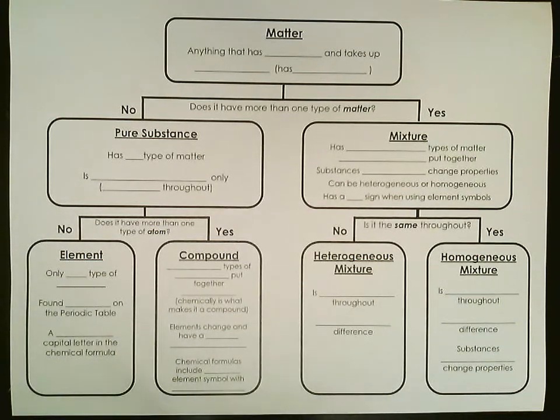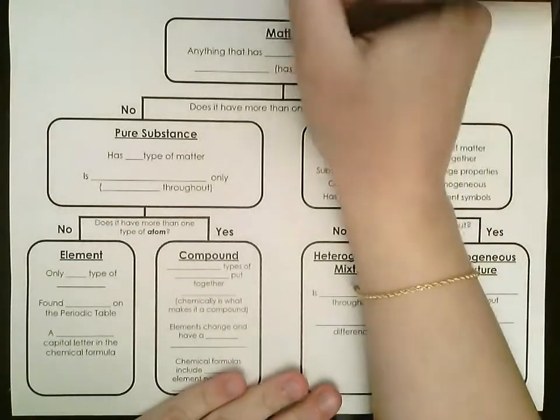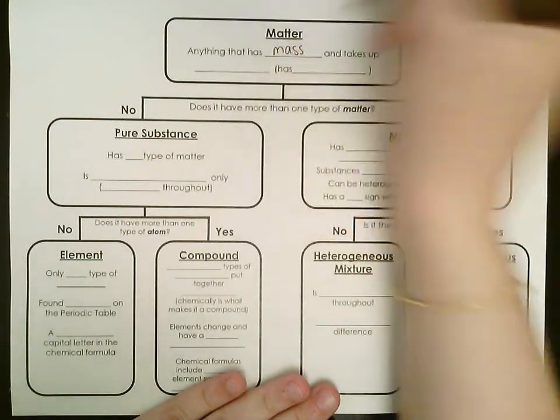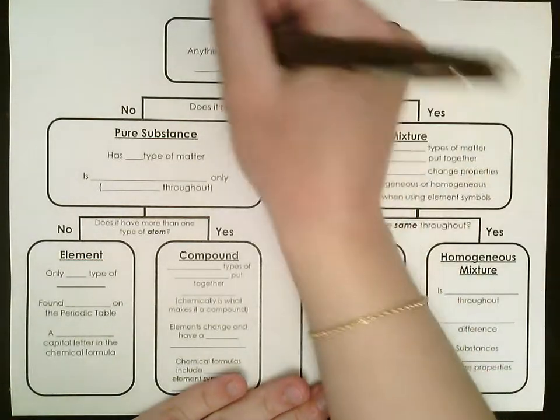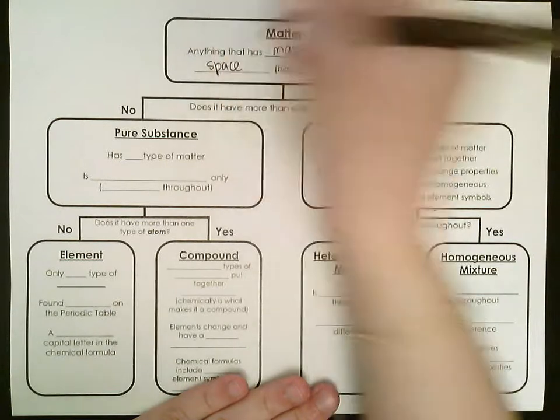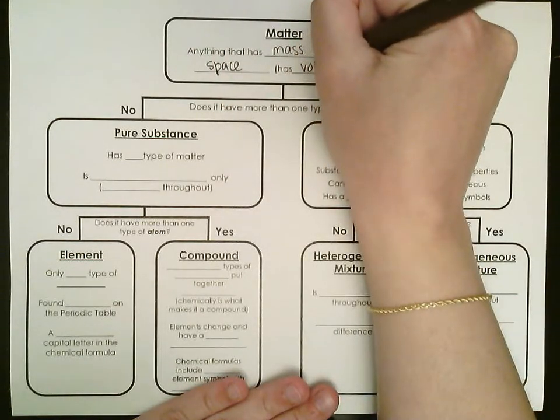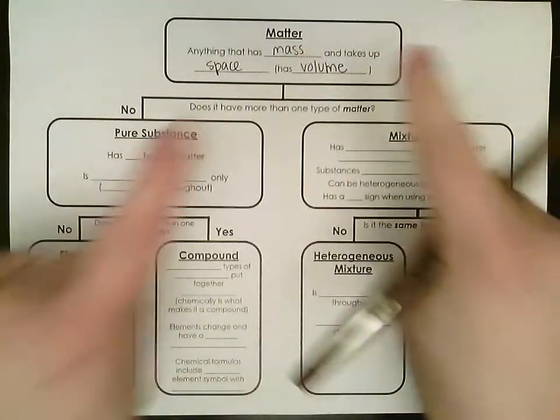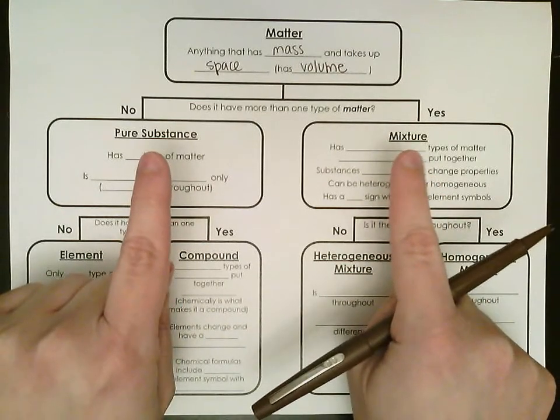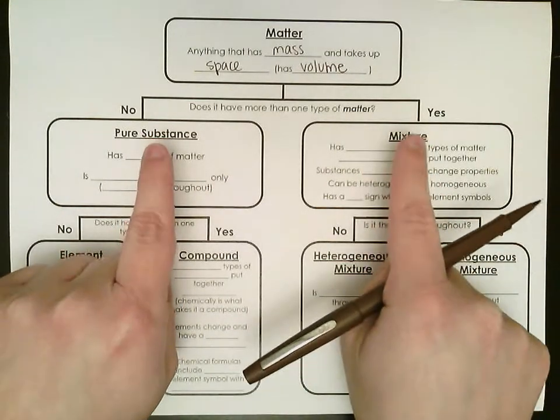So the first thing we want to look at is matter. Now, matter is anything that has mass and it has to take up space. Remember, saying space is the same thing as saying we need volume. Now, matter is then broken into two categories, pure substance or mixture.